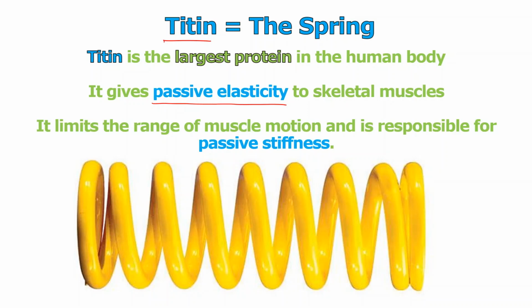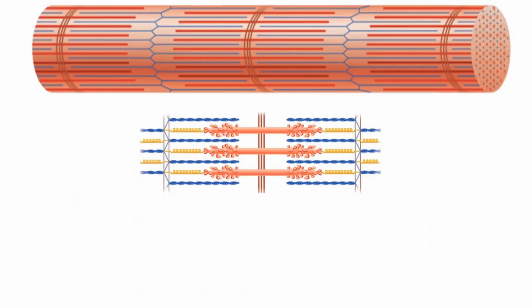It also limits the range of muscle. Again, you don't want to over pull the muscle either, so it leads to a passive stiffness. So again, this lets it stretch and recoil. This titin does. If it's drawn in pictures at all, it often looks like yellow springs. So here is a very good image.